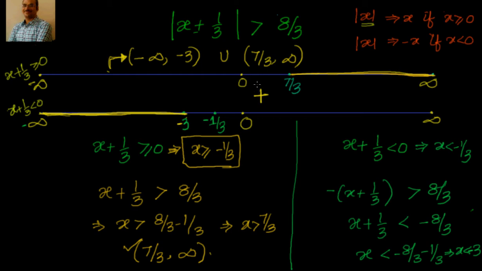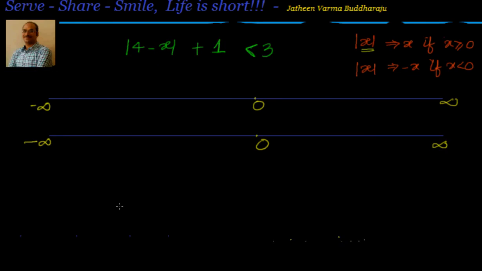Let us do one more problem using the same modulus function approach. Let us look at this problem: mod of (4 minus x) plus 1 less than 3. So there are two scenarios existing. The first scenario will be where 4 minus x is greater than or equal to 0. Another one will be 4 minus x less than 0.